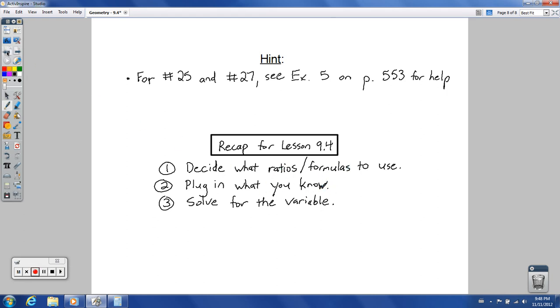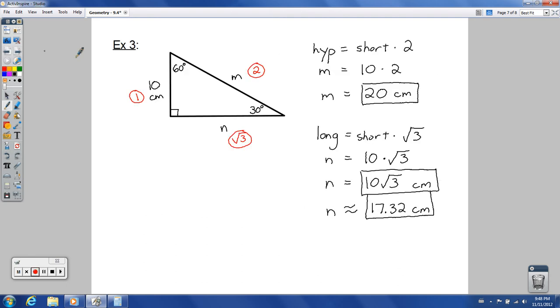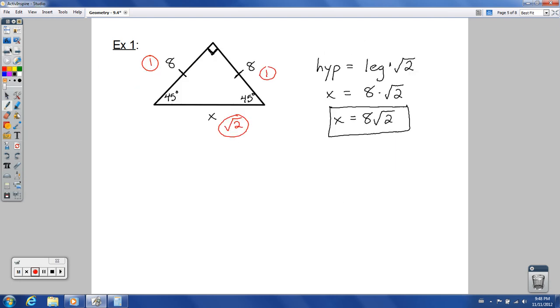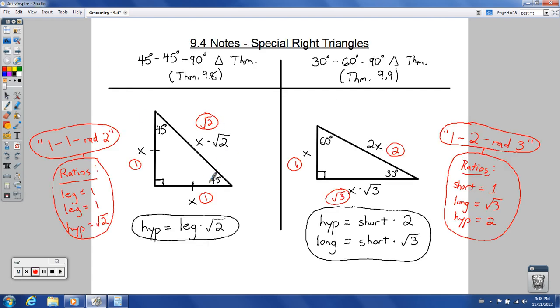We'll be practicing both of those ways, and you will get a feel for what you like better in class. But if you like the formulas, they're all there. If you like the ratios, they're all here in red as well. So remember 1, 1, rad 2 and 1, 2, rad 3 to go along with 45, 45, 90 and 30, 60, 90 triangles respectively.